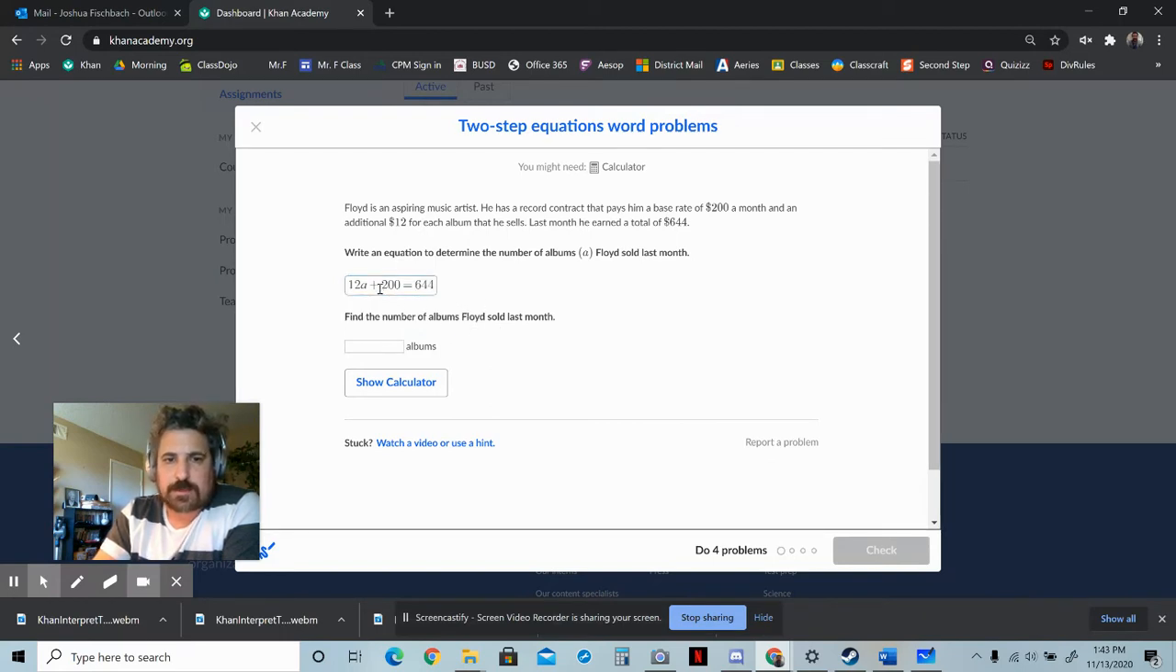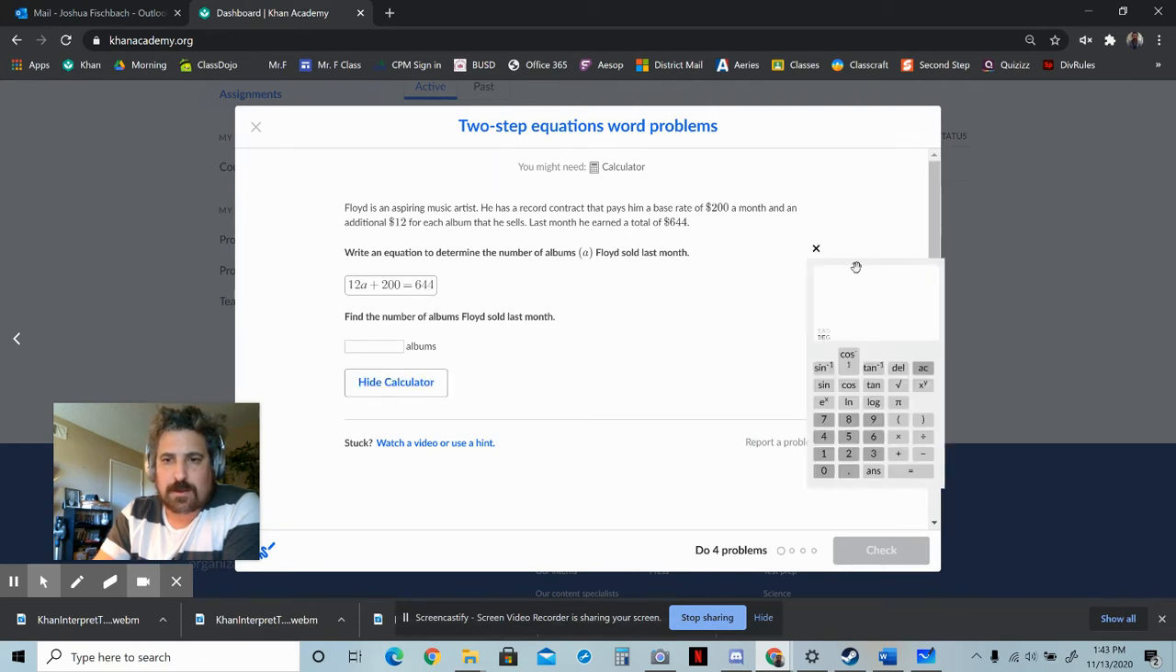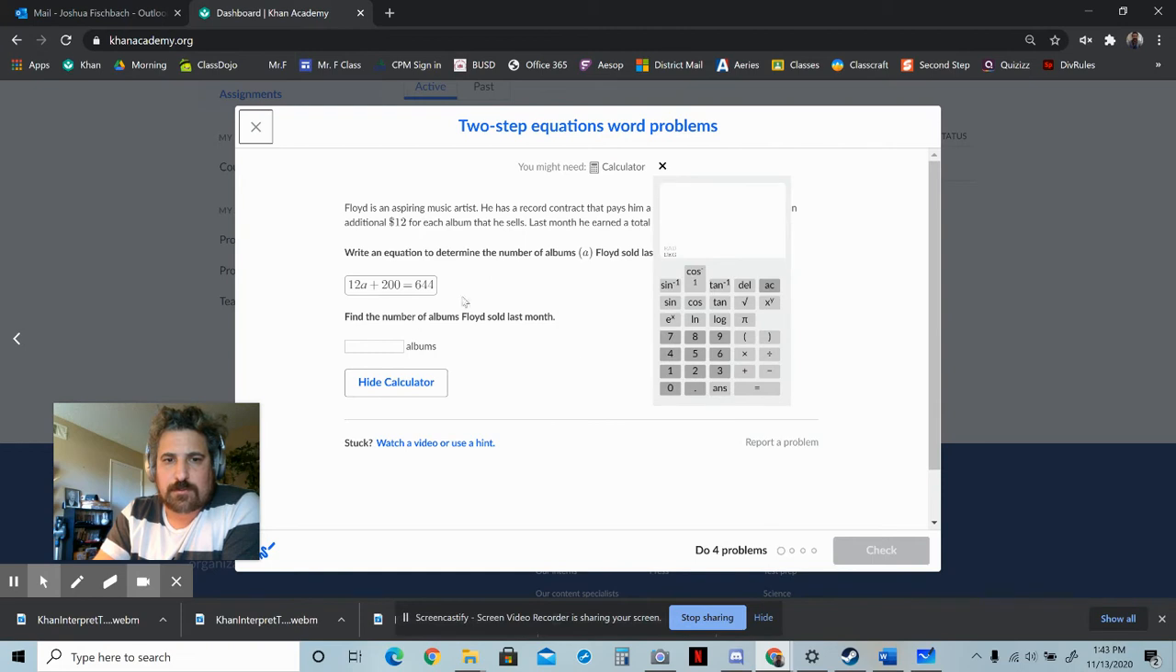Okay, fine. So you're going to subtract 200 from both sides. And let's just get the calculator out here. You're going to subtract 200 from both sides. So you get 12A is equal to then 444. And then you're going to divide by 12. So 444 divided by 12 will be the number of albums he sold. 37. So 37 albums.